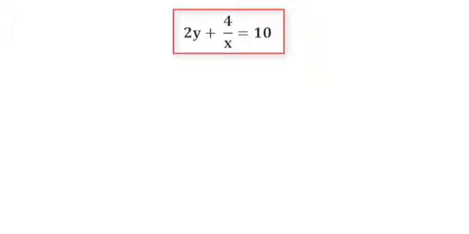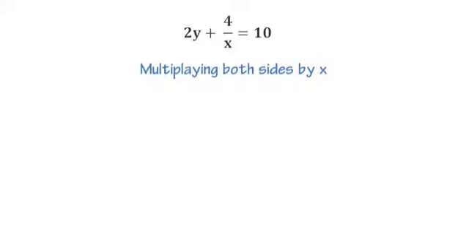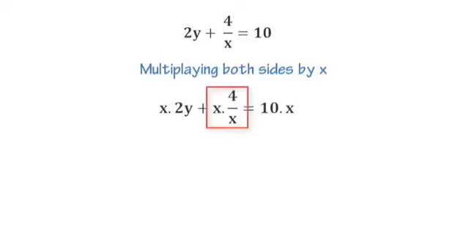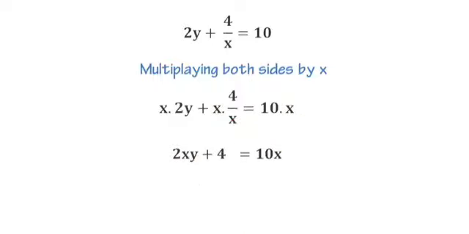Similarly, if I write 2y plus 4 upon x is equal to 10, can you guess the highest power of this equation? Let me calculate it for you. To simplify this equation, we multiply both sides by x. We get x into 2y plus x into 4 upon x is equal to 10x. Here x and x are cancelled out. As a result, we get 2xy plus 4 is equal to 10x.